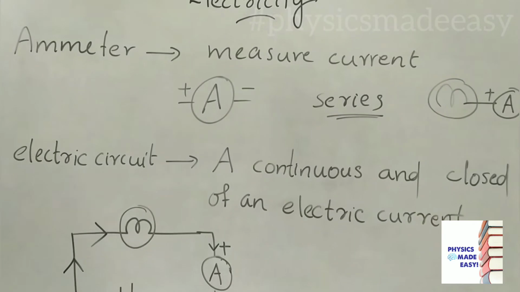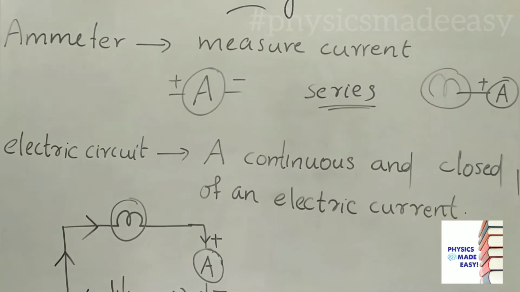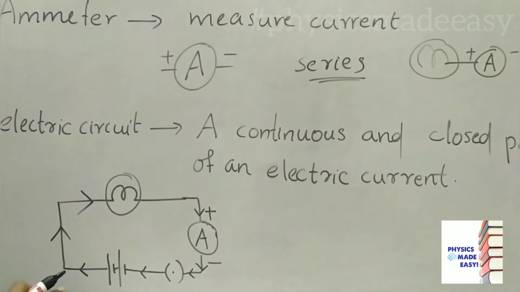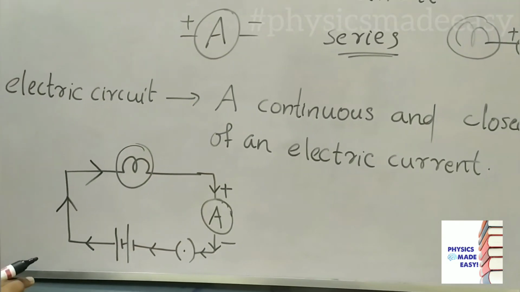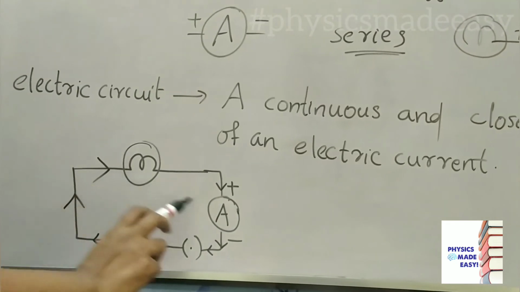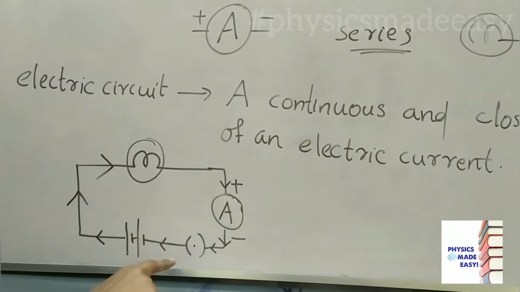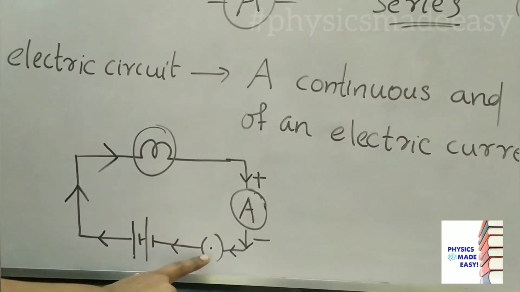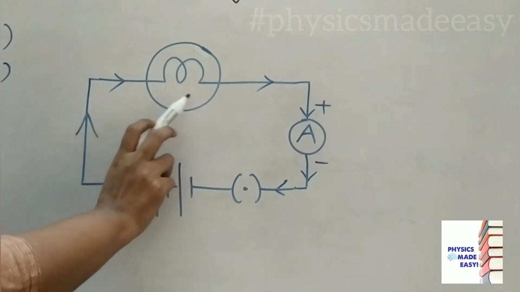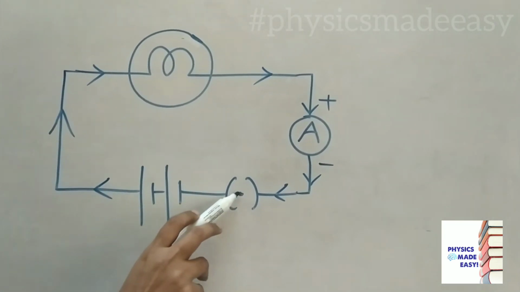Then what is electric circuit? A continuous and closed path of an electric current is called electric circuit. Here you can see the schematic diagram of an electric circuit. Battery, electric bulb, ammeter, key. Here you can see a dot there. Dot there means that it is closed. In the circuit you can see battery, bulb, ammeter, key. You can see a dot here.